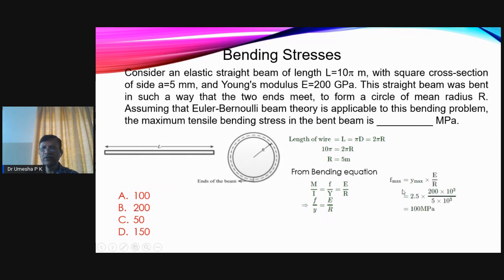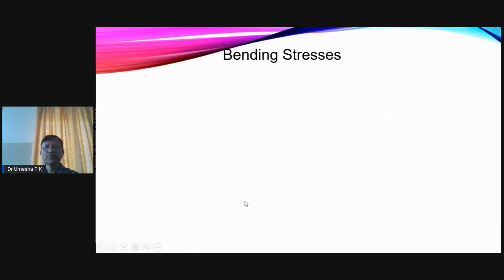So yeah, maximum stress is equal to Y maximum into E by R. E is given, and Y maximum is given as 5 mm. So we have to calculate 2.5 into 10 to the power of... 200 into 10 to the power of 3 divided by R, converted into millimeter. So we'll be getting 100 MPa. So option A is the correct answer. So we'll take the next problem.